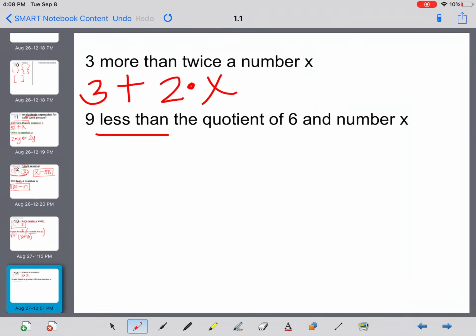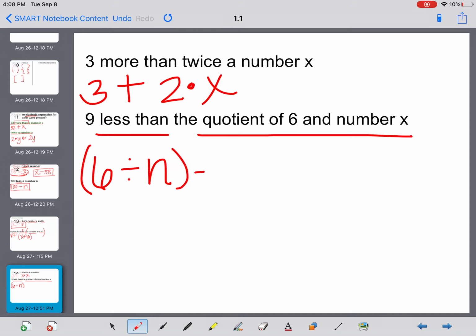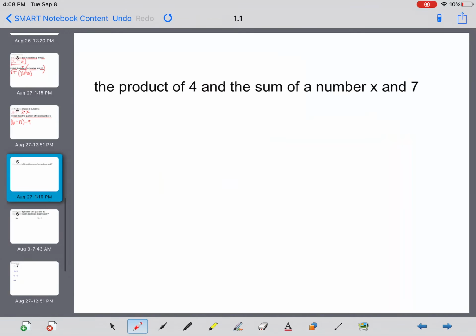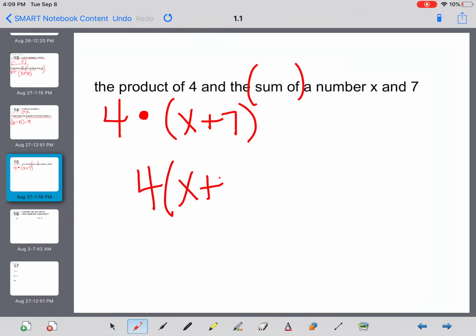9 less than, okay, so we know that 9 is actually not going to go first. The quotient of 6 and a number is what's going to go first. So 6 divided by a number, and then minus 9. The product, which means multiplication, of 4 and the sum of, okay, so that means I need parentheses, number x and 7. Which would also be written like this.